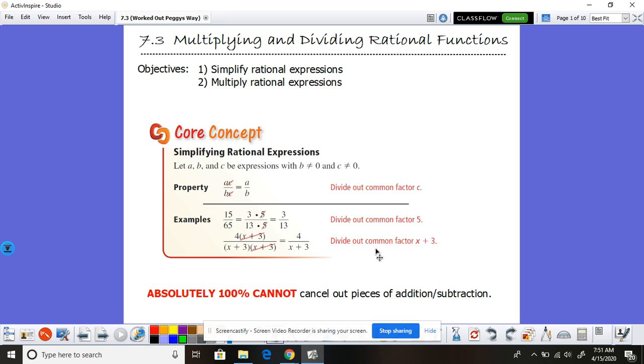Hey guys, this video is 7-3 part 1. We're going to cut 7-3 into 2 days, day 1 and day 2. We're going to be multiplying and dividing rational functions. So today we're going to be multiplying.